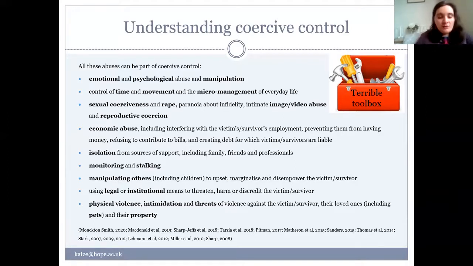And then there may be physical violence, and I consider physical violence to be part of the coercive control, because the perpetrator's doing it with the same mindset as they're doing everything else. It's about terrifying the victim into submission, getting them to do as the perpetrator tells them. So there may be physical violence. There may not be violence, but there may be threats of violence against the survivor, their loved ones, including their pets and their property. And the threat of violence can be as effective as physical violence.